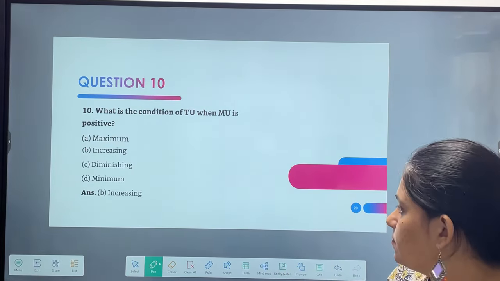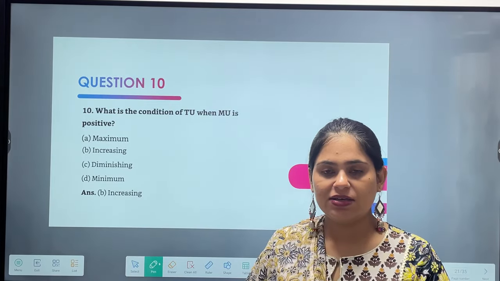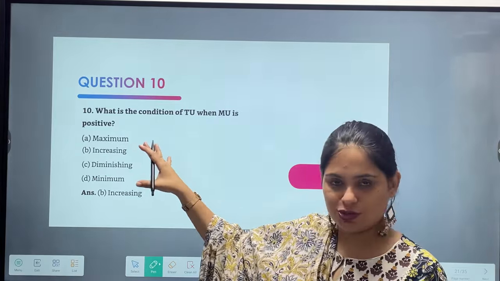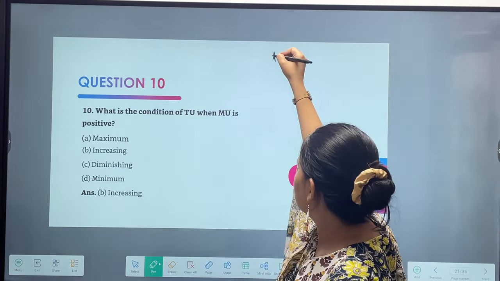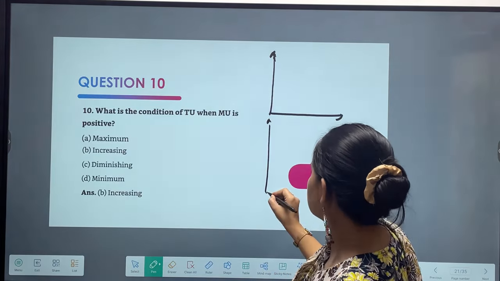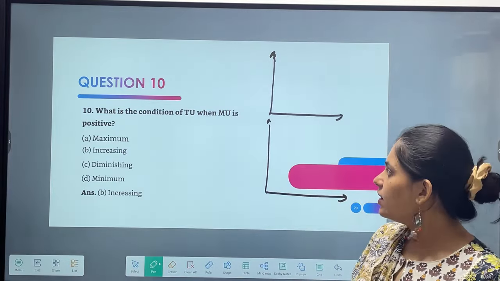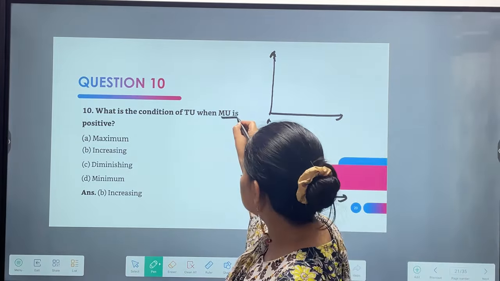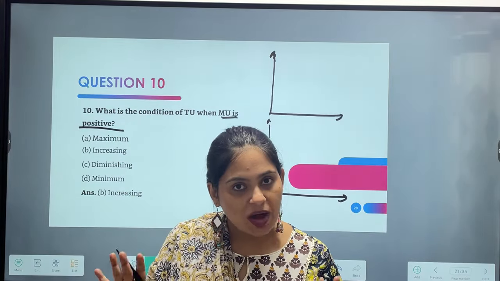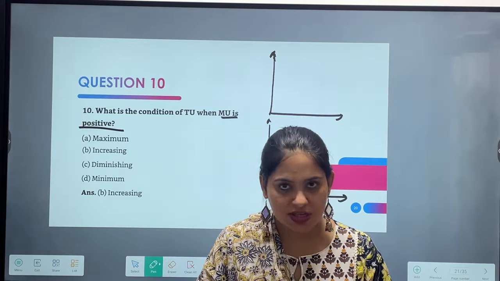Now, see, this question can actually have 2 answers, right? If you ask me, marginal utility is positive, it means marginal utility should be in the first quadrant. इसका मतलब ये तो नहीं वो diminish नहीं कर सकता, right? It is just saying it is positive.